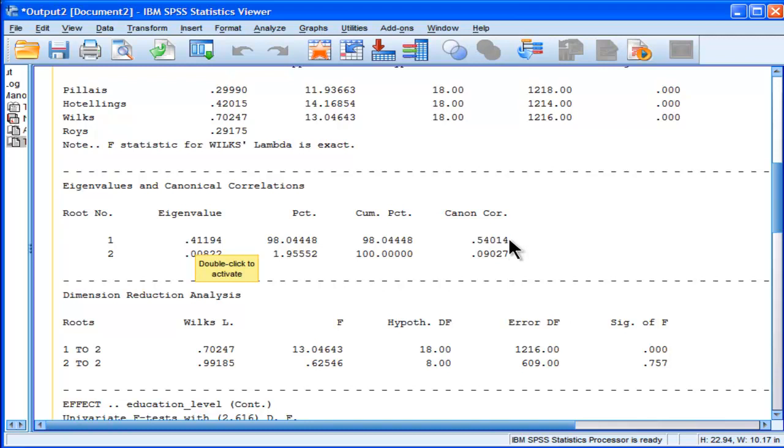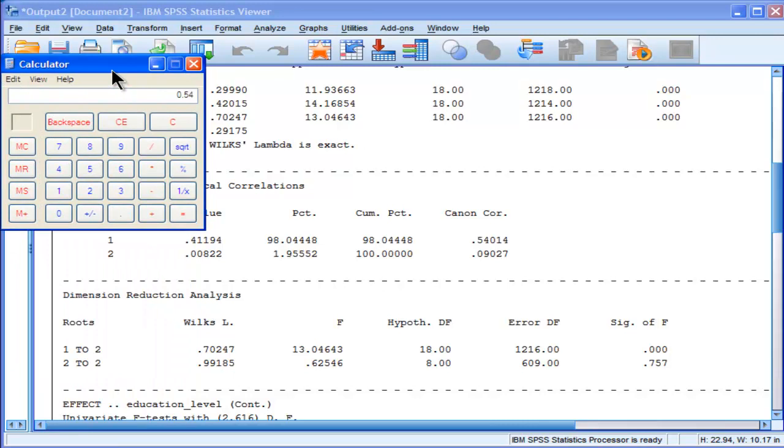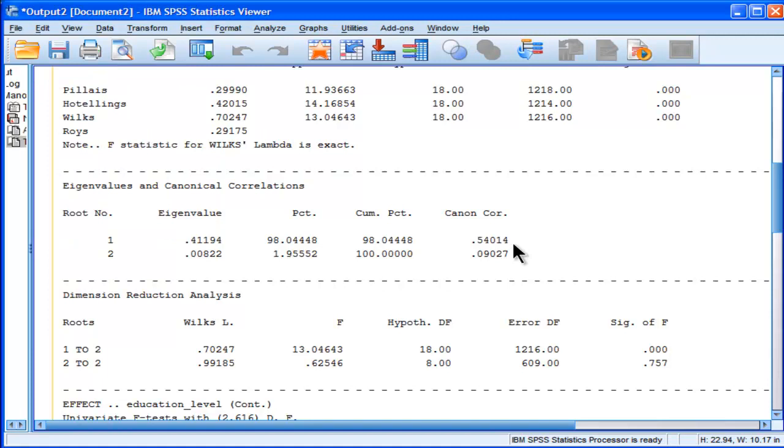So it's basically the effect size on the first canonical variate, the first super variable that was created with the nine dependent variables. If I square this, I'll actually do that right now, 0.54014 times 0.54014, so 29.71% of the variability in the super dependent variable is accounted for by the independent variable, education level.